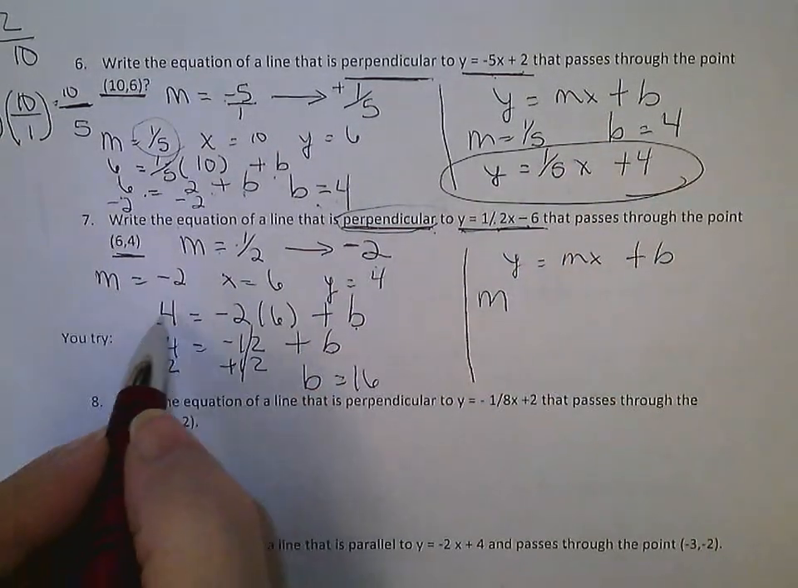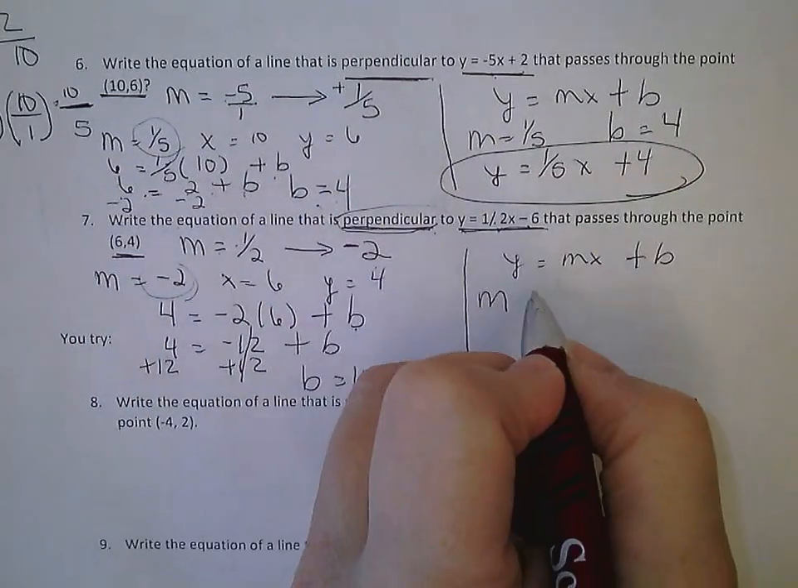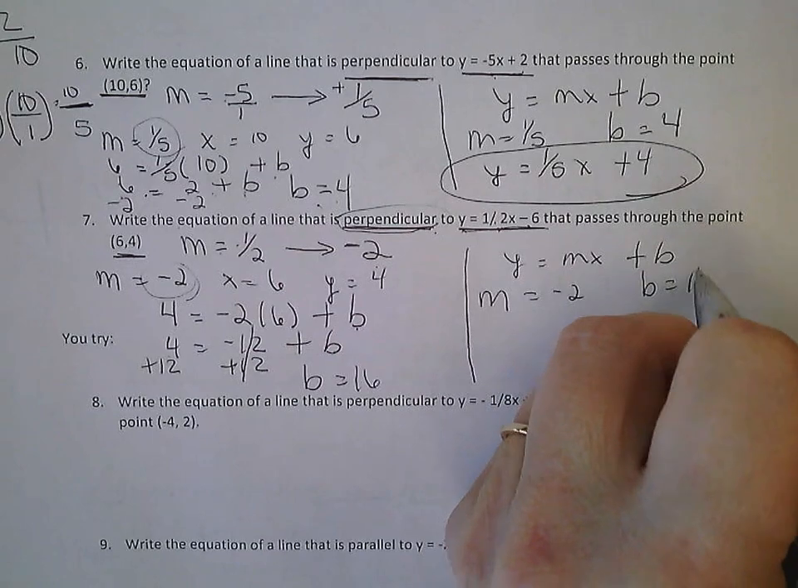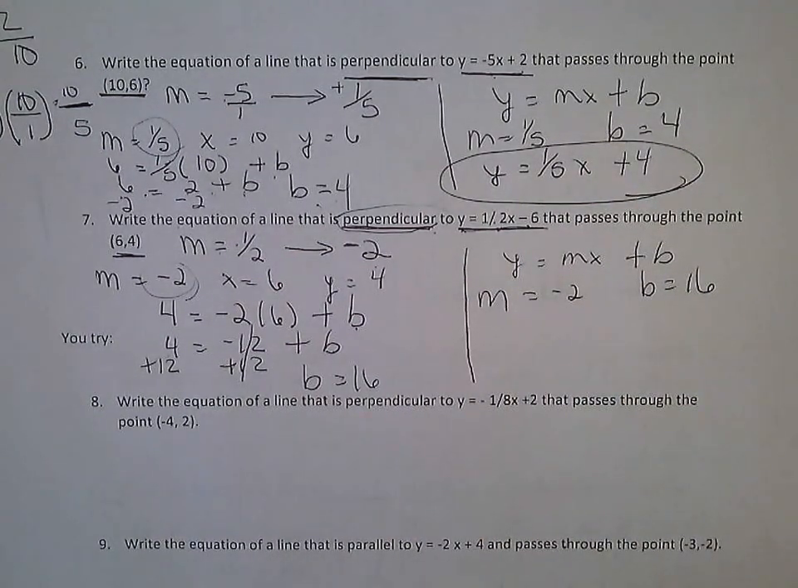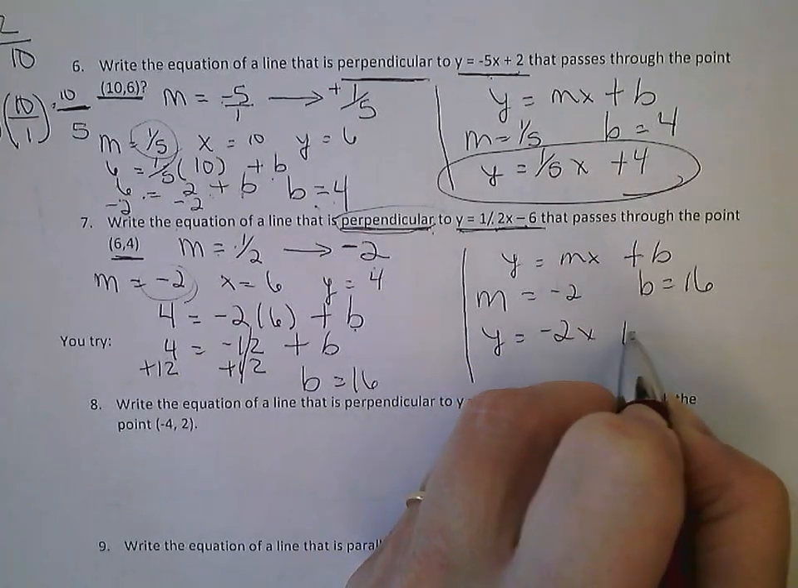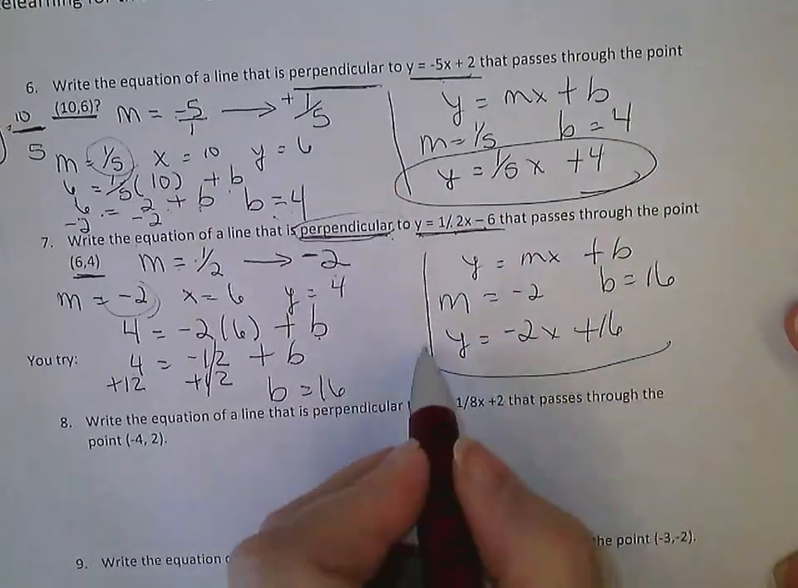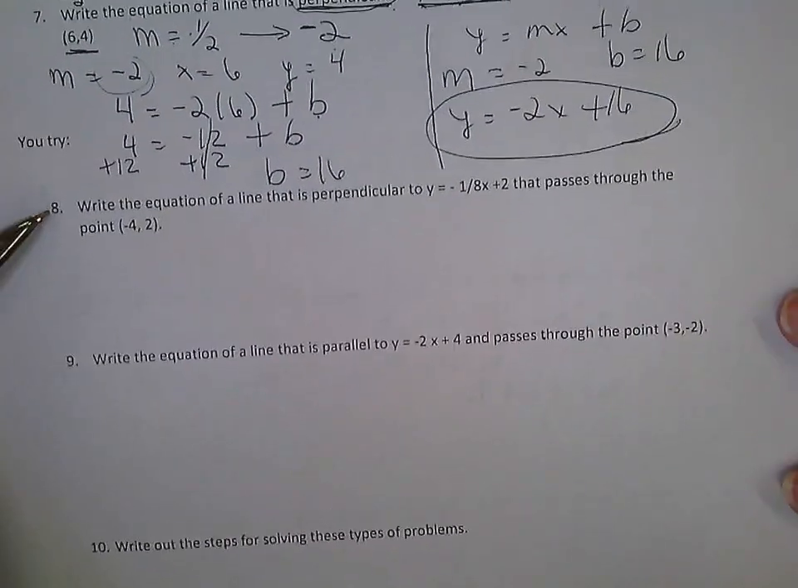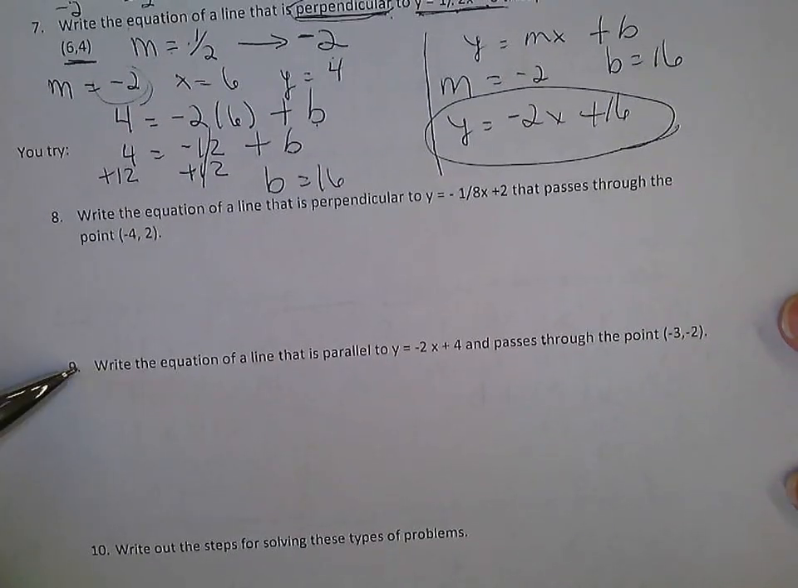Our second step, y equals mx plus b again. Our m comes from here, -2. Our b, 16. y equals -2x plus 16. And there's our answer.